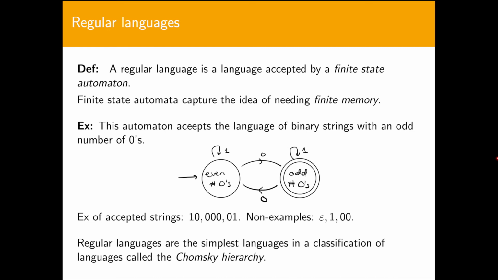So basically it's just all the words that you read which go from the start state to the final state, with the help of the labeled arrows, and all the words which lead to the final state are the accepted language. So examples of accepted strings would be 1 0, as you said, 0 0 0, and 0 1. And you can check that just by following the arrows. Non-examples would be the empty word and 1 0 0. And regular languages are the simplest languages in a classification of languages called the Chomsky hierarchy.